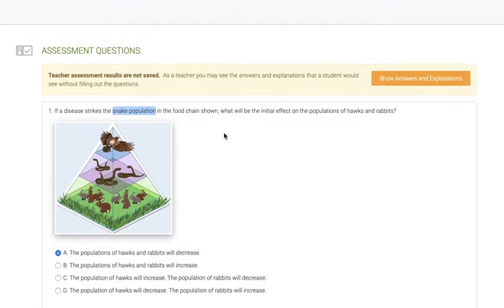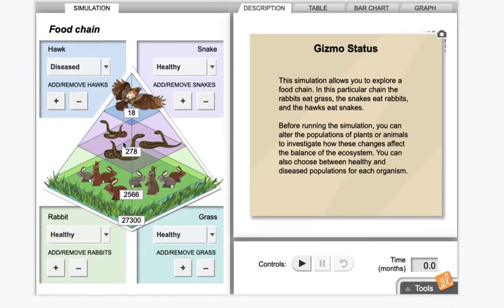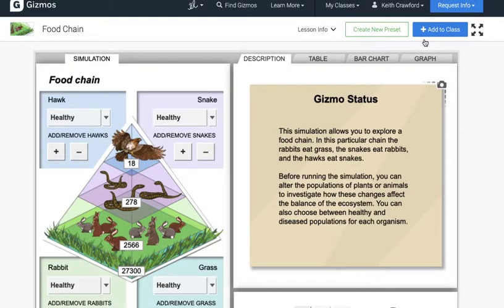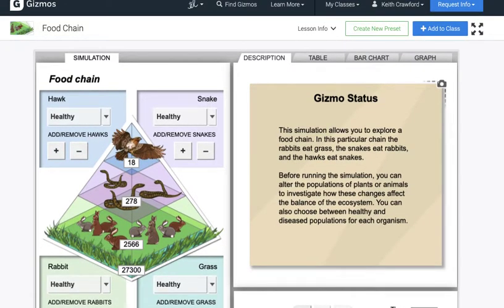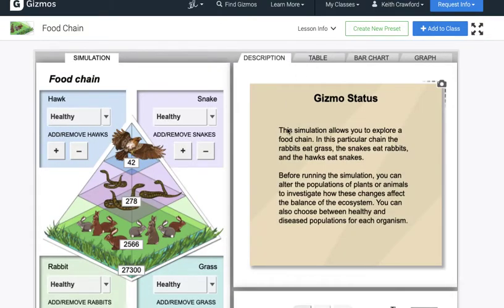So I'm going to go back up to my gizmo by scrolling up. I notice that right here the snake population is quite high, and it says they're healthy. Well, I'm going to restart the simulation. Let's see if I can refresh to restart. And it looks like I have restarted.